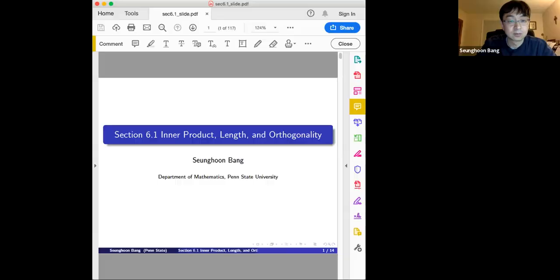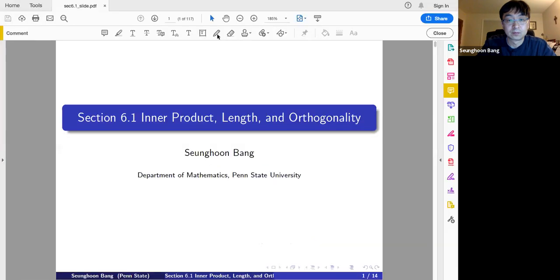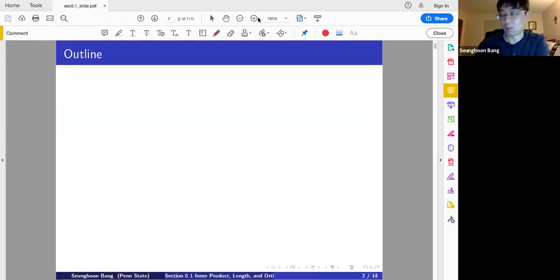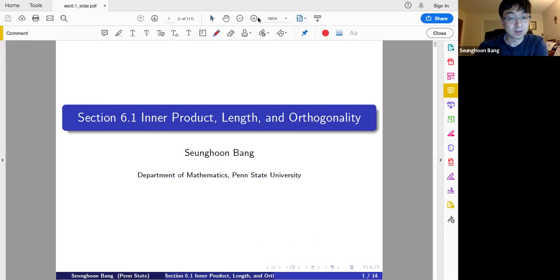Okay, today I'm going to talk about section 6.1, the inner product, lengths, and orthogonality. This is section 6.1, the inner product, lengths, and orthogonality.